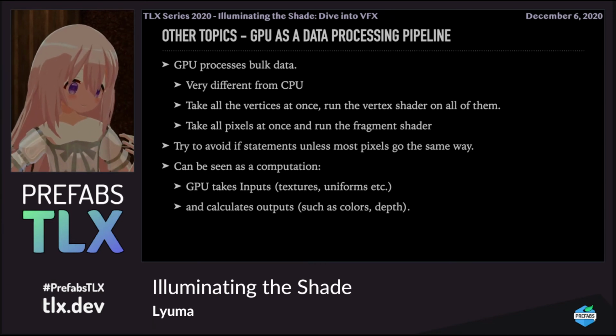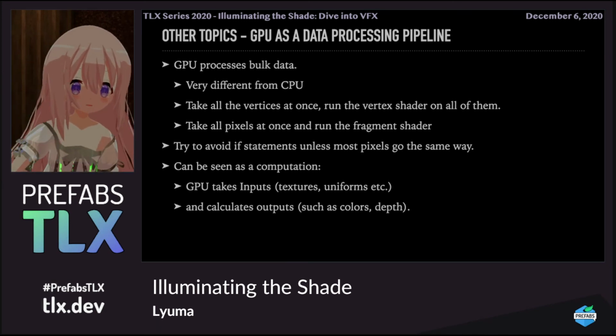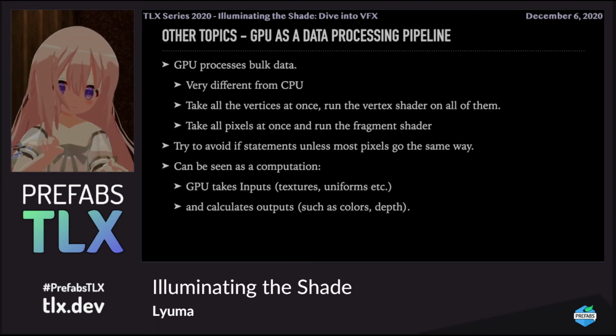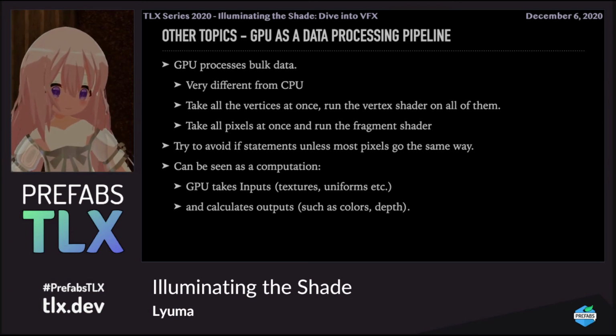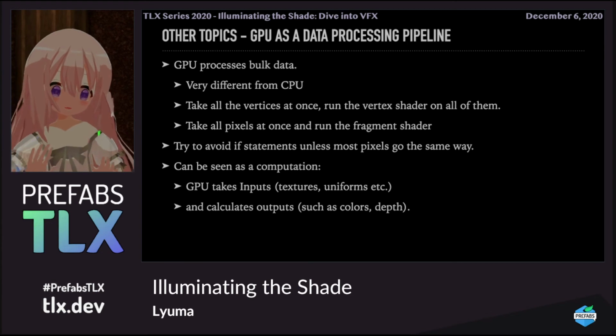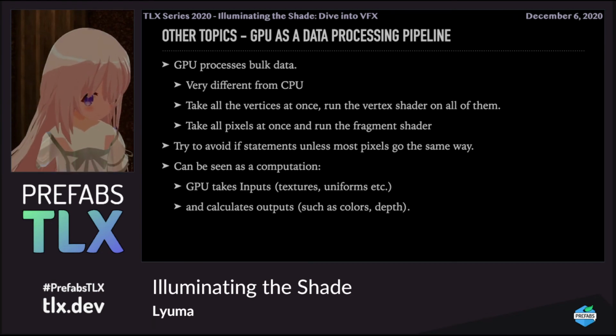If you think of using if statements, that can actually slow things down significantly, because if you take multiple branches, it'll have to process both branches and do a bit of work there. So when writing stuff for the GPU, it's good to think of it as processing data in bulk.